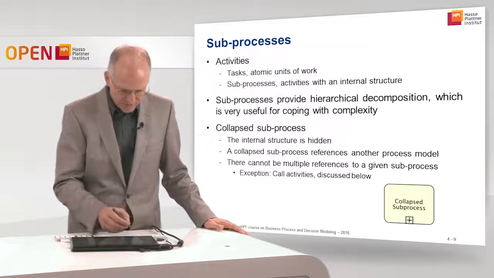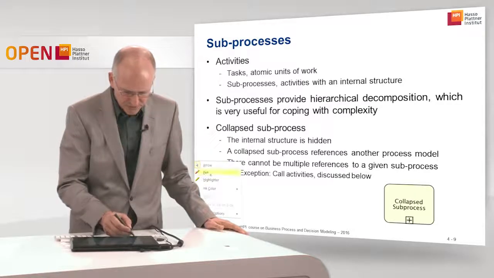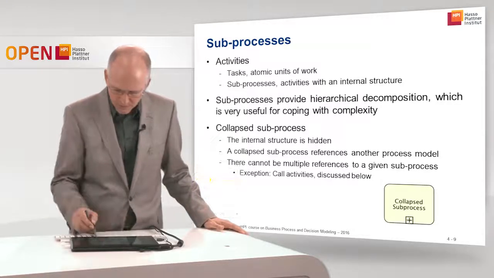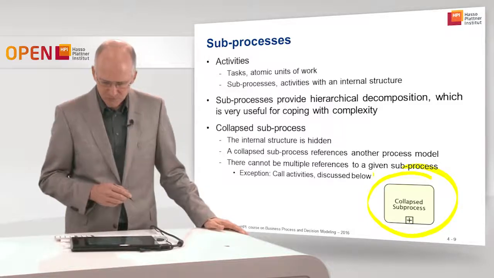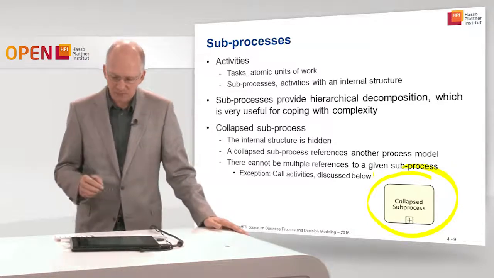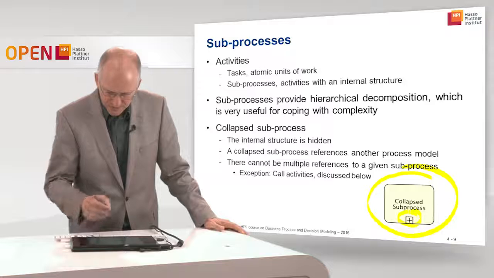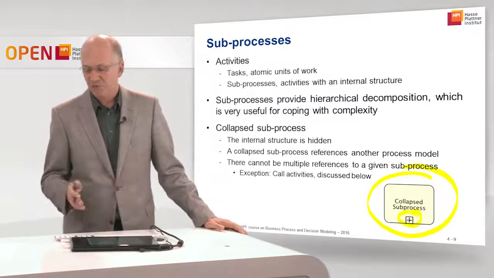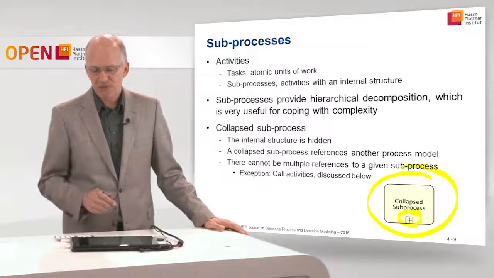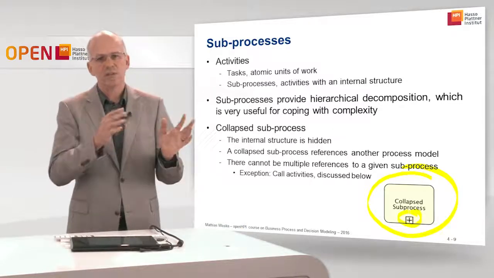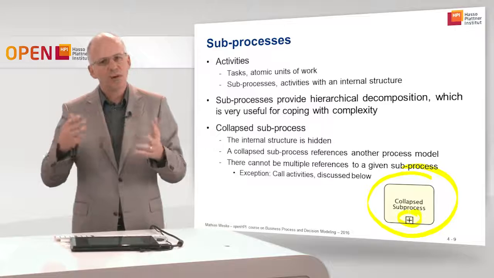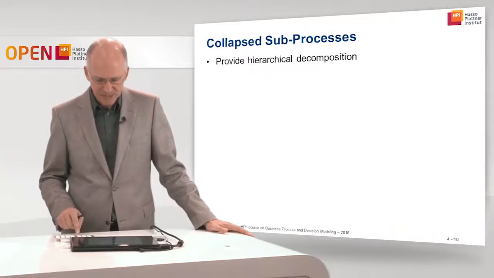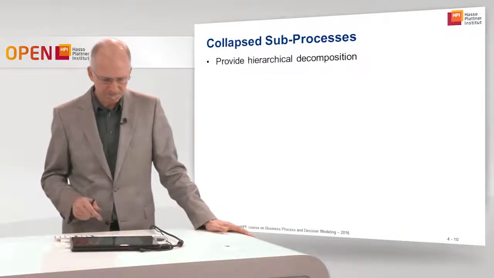And the collapsed sub-process is represented here by the label of the sub-process and by this marker, the plus sign in the lower middle part. Other than that, you can use this sub-process in one business process, and then you hide all aspects that are internal to that process model.